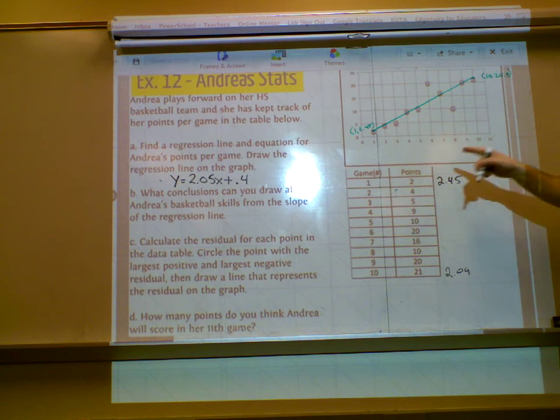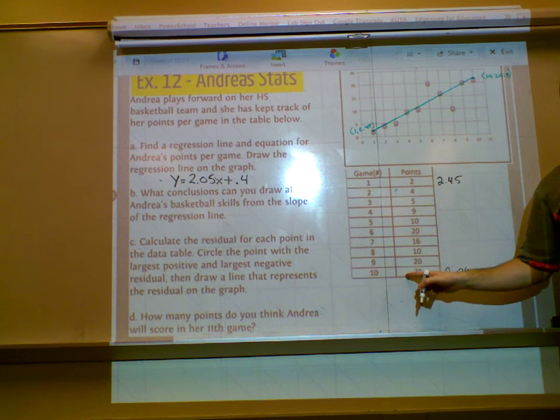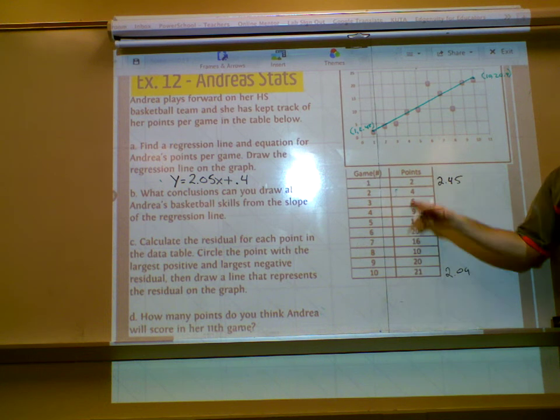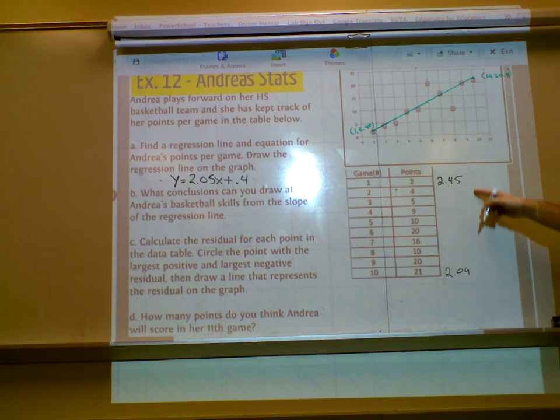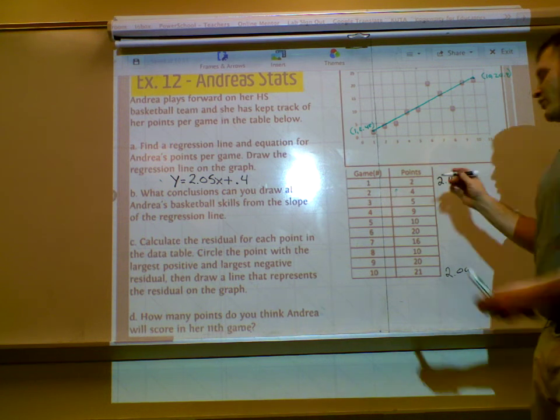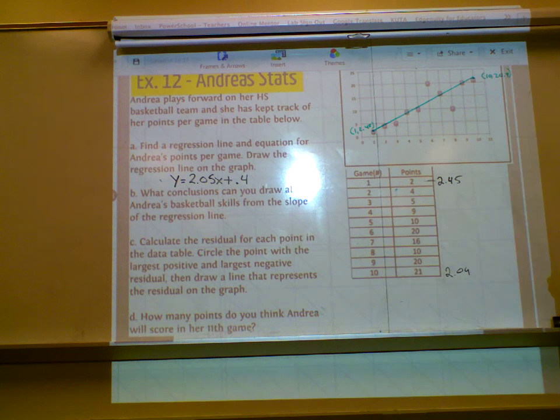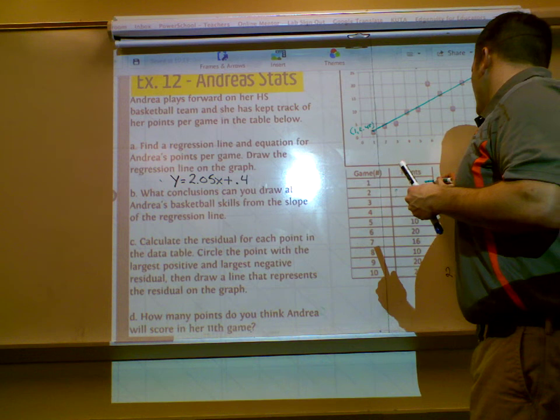Okay, good. Because these are my actuals, right? And the ones I calculate with my equation are the predictions. So to find my first residual here, we take 2 and subtract 2.45. So it looks like this, 2 minus 2.45. Now you probably thank me for that extra space on the table, right? Helps you keep your work organized.